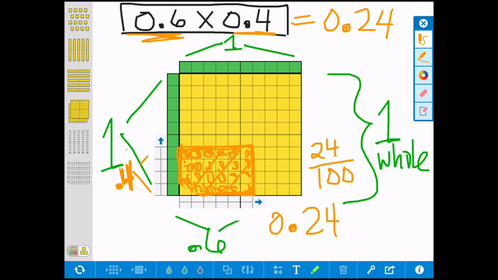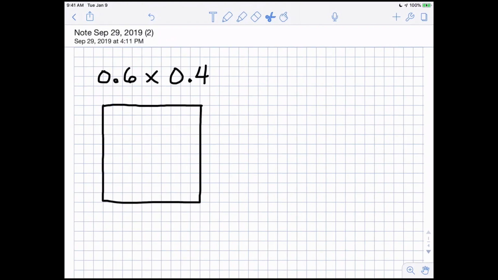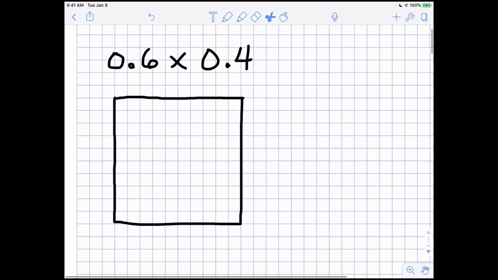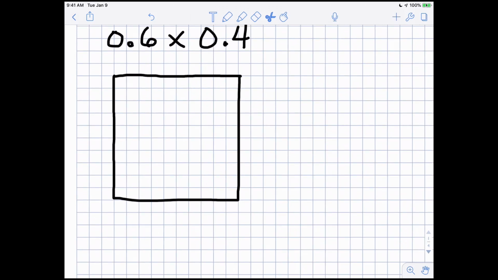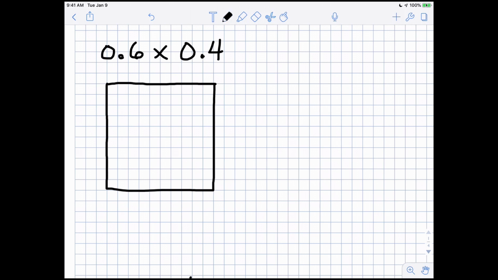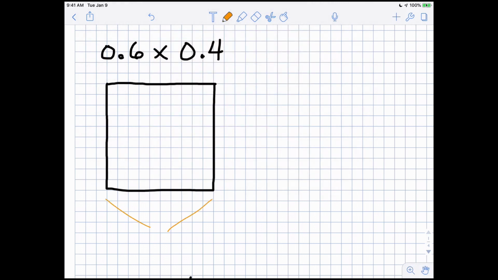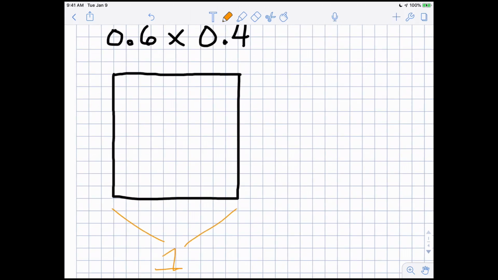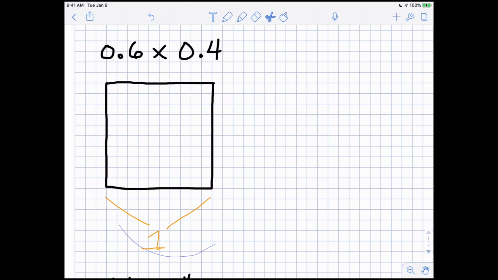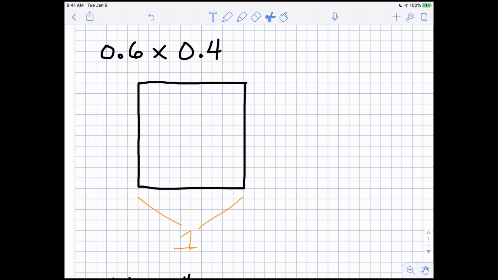Now, if we wanted to look at that in pictorial form, and that's kind of what I did over there, let's make it even more exact. So here is our picture, and we're going to say this distance right here is 1, and I'm going to scooch this aside a little bit. There we go. And then we're going to say this is equal to 1 whole.